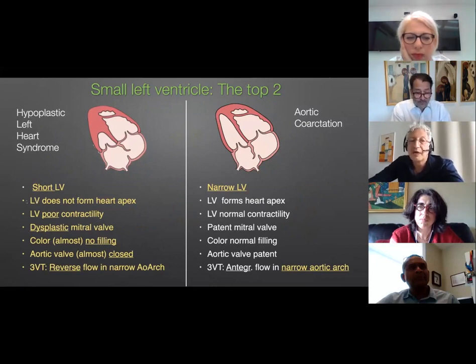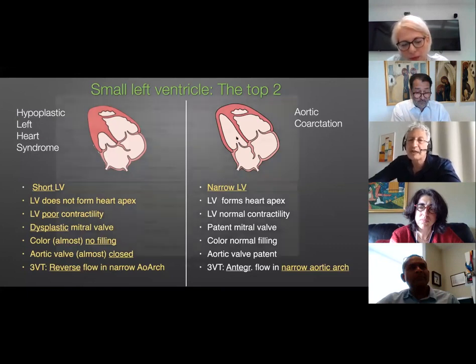So the left ventricle does not form the apex anymore. There is poor contractility. The mitral valve is dysplastic. If you use color, you'll see almost no filling. The aortic valve is in general closed, and you will have in the three vessel view a reverse flow. Whereas in the coarctation or suspected coarctation, you have a narrow left ventricle, an almost normal appearing heart, and in the three vessel view or in the aortic arch view, a narrow aortic arch.